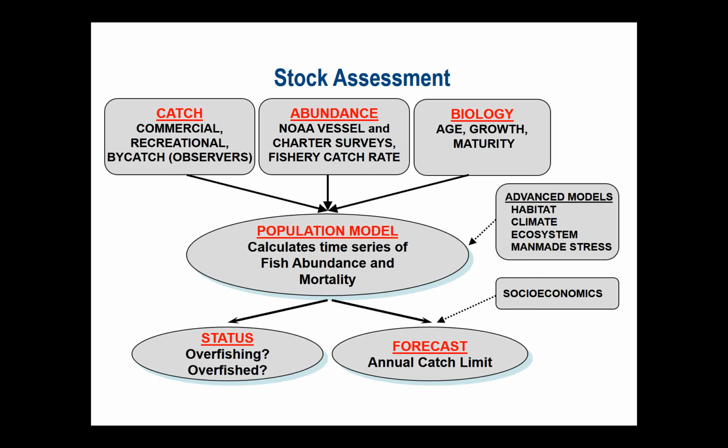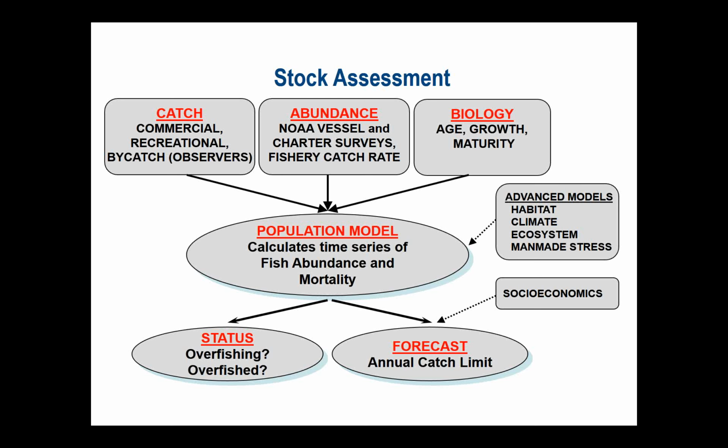So we have three categories of information feeding into these demographic population models, with the goal of calculating, basically hindcasting, a time series of how abundant the fish stock has been over time, and what has been the rate of fishing mortality, basically how much extra mortality is the population experiencing because of fishing activities.